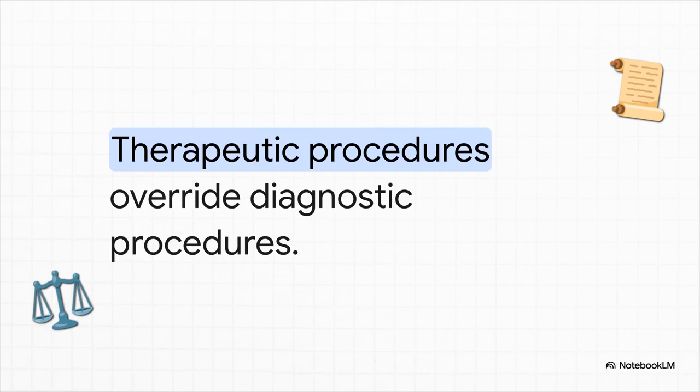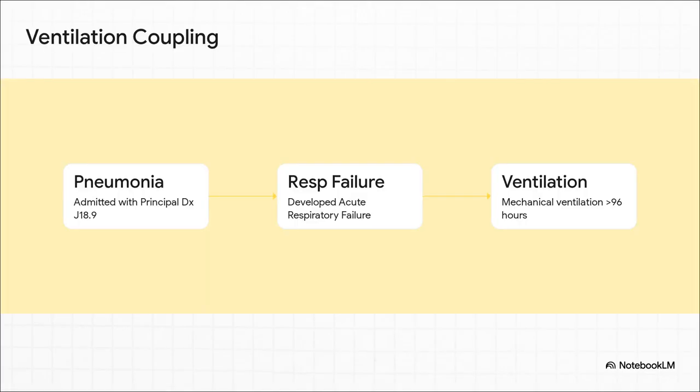Interventional pulmonology acts as a major bridge here. You've got to sequence that principal therapeutic procedure first to accurately trigger the surgical DRG. Let's walk through a super common scenario to see this coupling logic in action. Step 1, a patient comes in admitted for pneumonia. Step 2, unfortunately, they develop acute respiratory failure. Step 3, they end up needing mechanical ventilation for more than 96 hours.